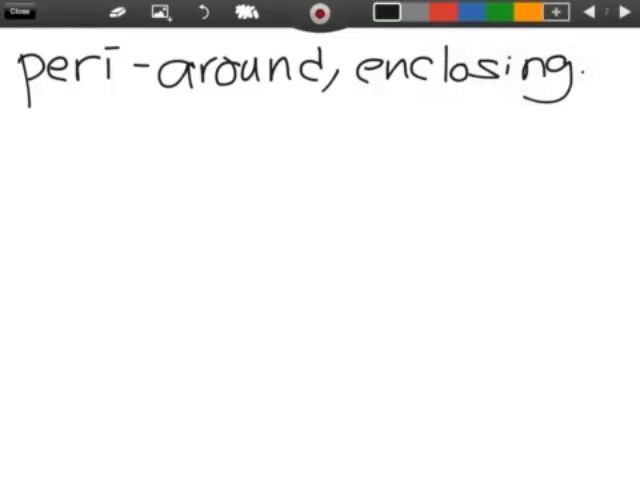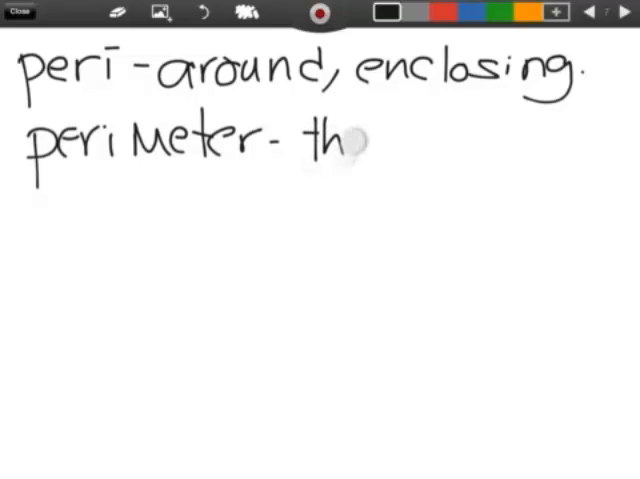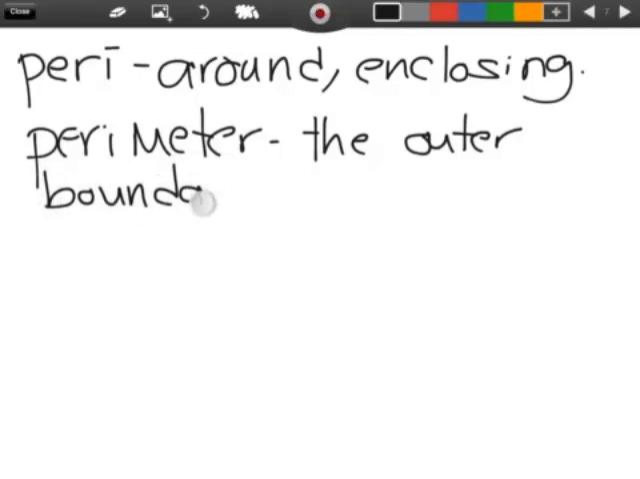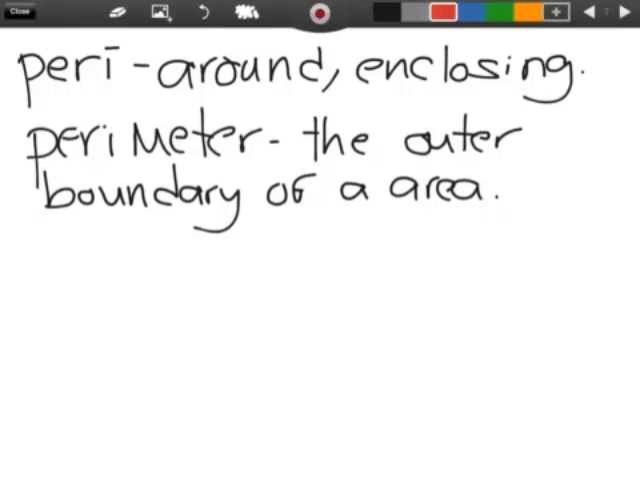I'm going to give you an example here, and that is perimeter, meaning the outer boundary of an area. I'm going to use perimeter in a sentence.